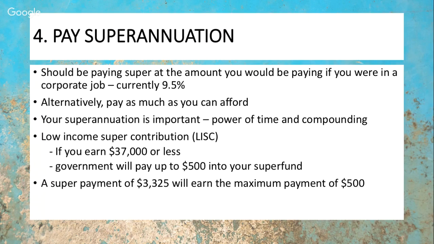So a super payment of $3,325 will earn you the maximum payment of $500 from the government. If you contribute less than that $3,000, the $500 will be prorated. If you contribute more than the $3,000, the payment from the government is capped at the $500.